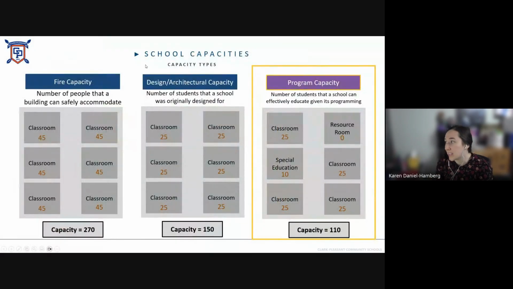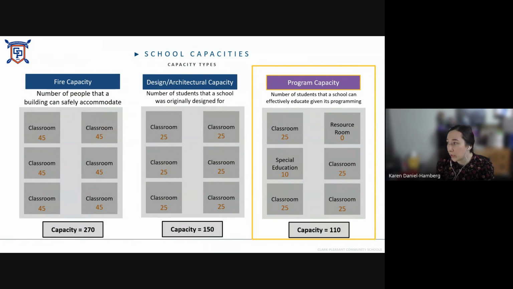And then, like I said, we calculated a program capacity. So this is really the functional capacity. It's the number of students that a school can effectively educate given its programming. This takes into account things such as special education rooms that cannot hold a full class load of 25 or more students. Also resource rooms, which are typically pull-out spaces that we don't assign a capacity because it's small group work where students are pulled in and out throughout the day.